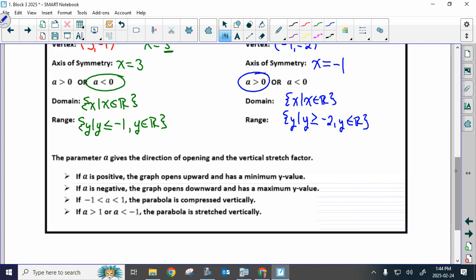Okay? Don't worry about compressed. We don't use that language anymore. It's a vertical stretch. So I will ditch this, because that's not the language you use anymore. The textbook might use that, but don't worry about it. If a is positive, the graph opens up and has a minimum value. If a is negative, the graph opens down and has a maximum value. And don't worry about the other numbers. We won't talk about compression or stretches.